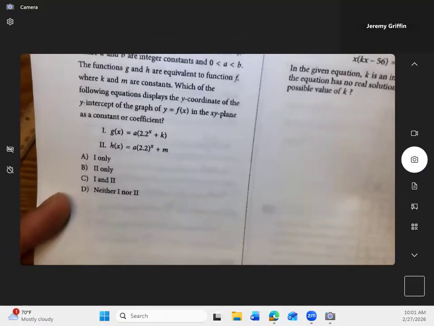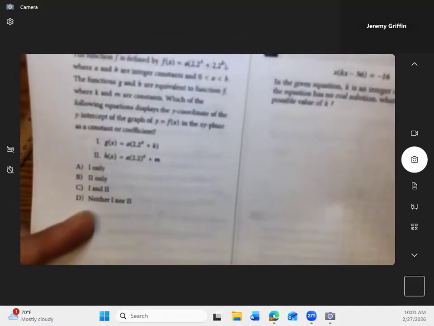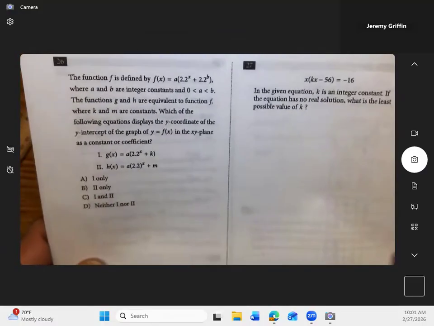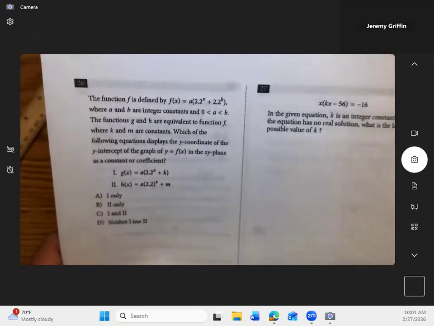Yeah. I'm looking at the key. The answer is D. Okay, neither one. Yeah. So that one's a little tougher. You have to think kind of deeply on that one.